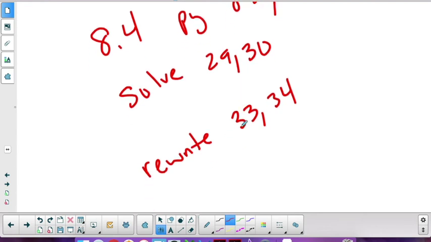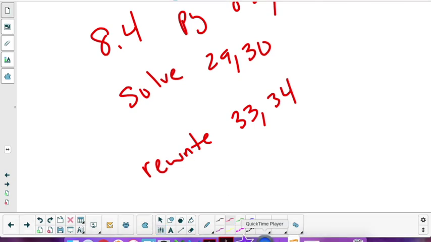The last video for this is literally going to be how to put all this stuff in the calculator, because I expect you to be able to use the calculator for the bigger equations. The smaller ones you just do by hand. Okay, so that will be it for this one.